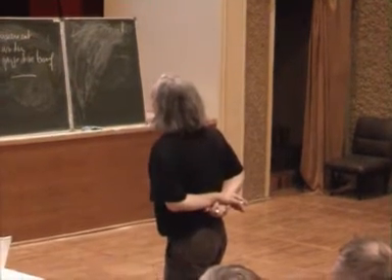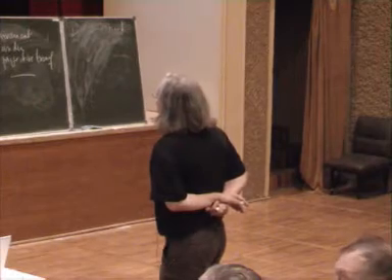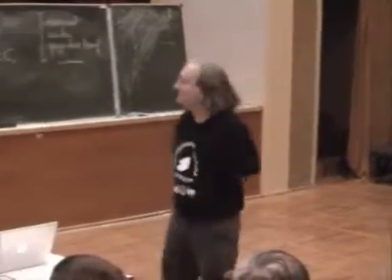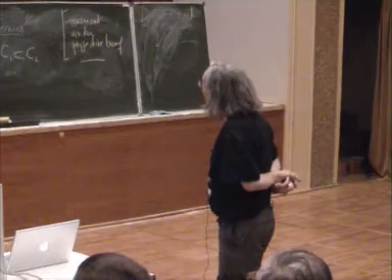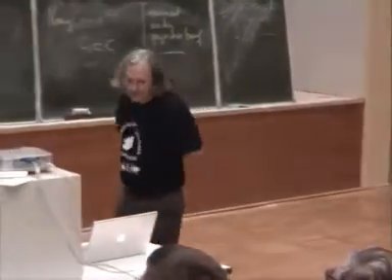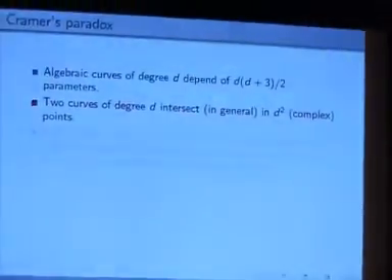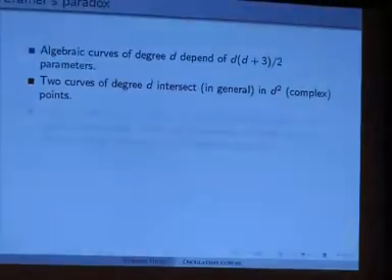When d is equal to 6, you get 27 parameters. Now, you have this Bezout theorem that says that in general, when you take two curves of degree d, they intersect in d squared points. Two conics intersect in 4 points. Two cubics intersect in 9 points. Two sextics intersect in 36 points.